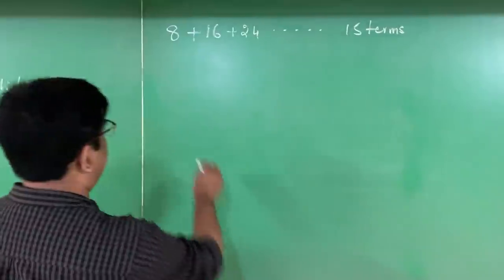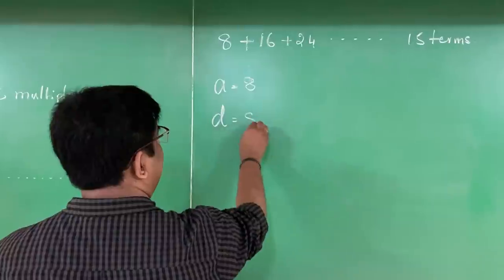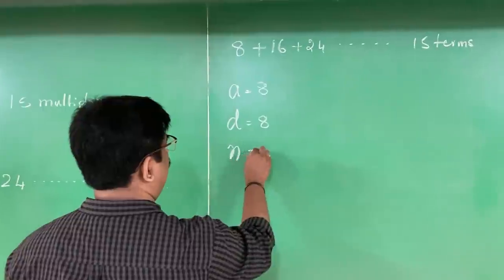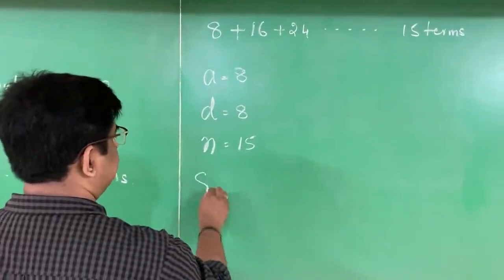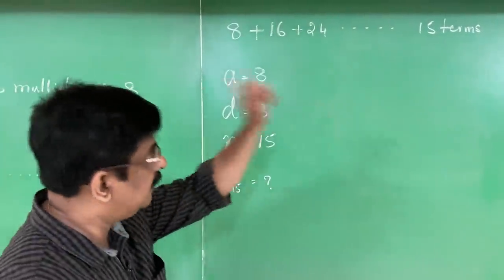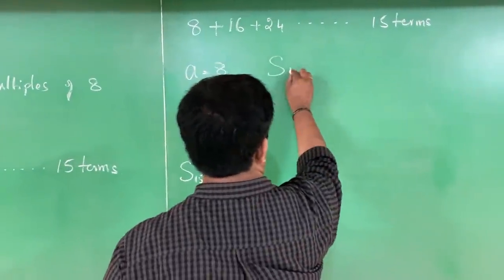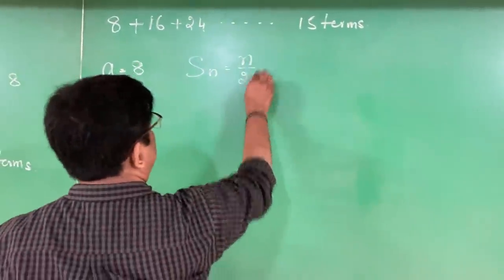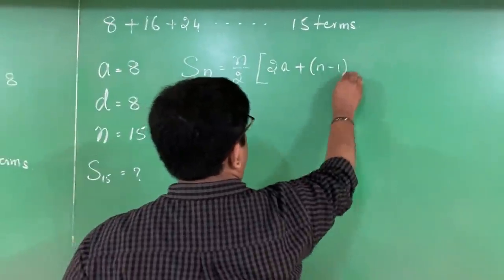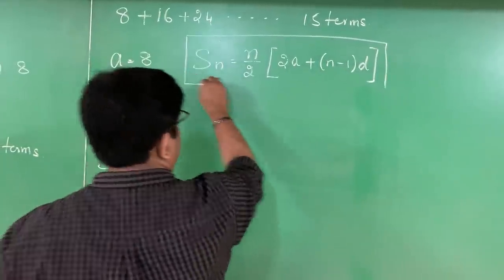A is equal to 8. D is equal to 8, multiple of 8. N is equal to 15, yes, 15 we have to find. D is given. Last term is not given. N is known to us. Then the formula is SN is equal to N by 2 into 2A plus N minus 1 into D. Now we have to substitute.